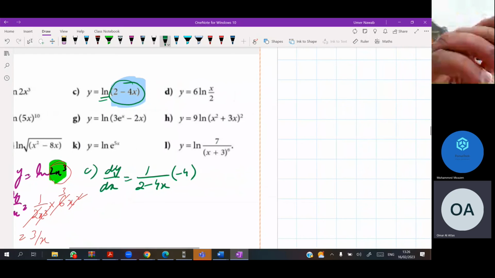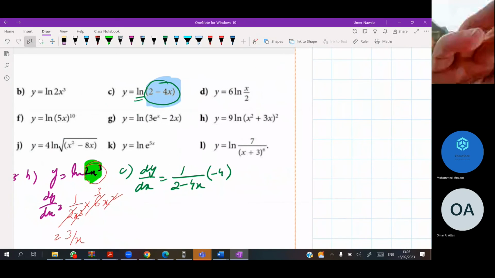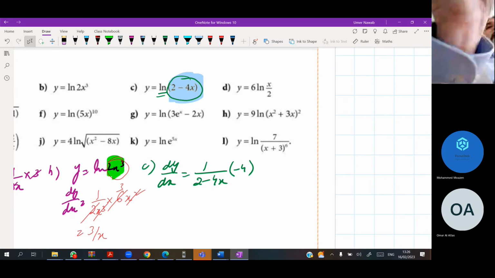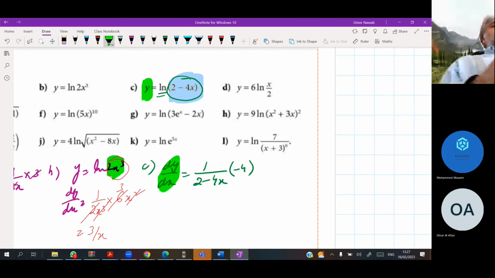Sir, we got the y, right? Which one? We got the one for the dy over dx. Yes, because you remember the y becomes dy by dx because I'm finding the derivative. All right? Yes.